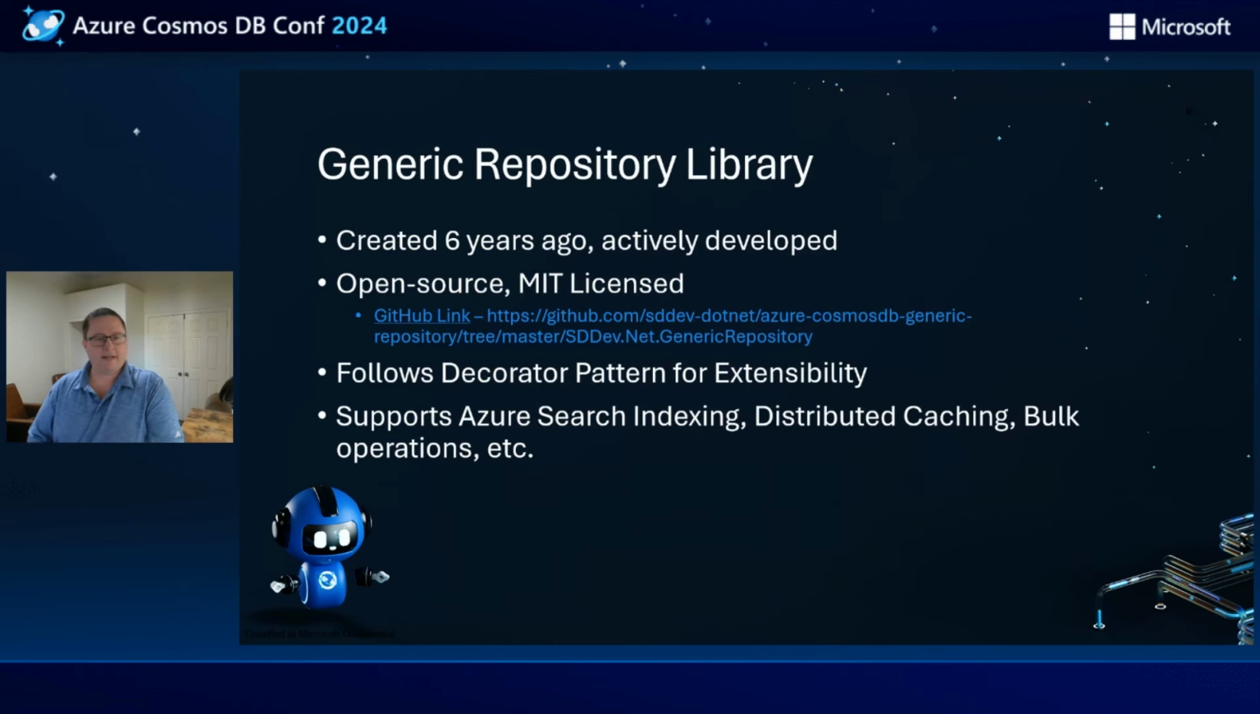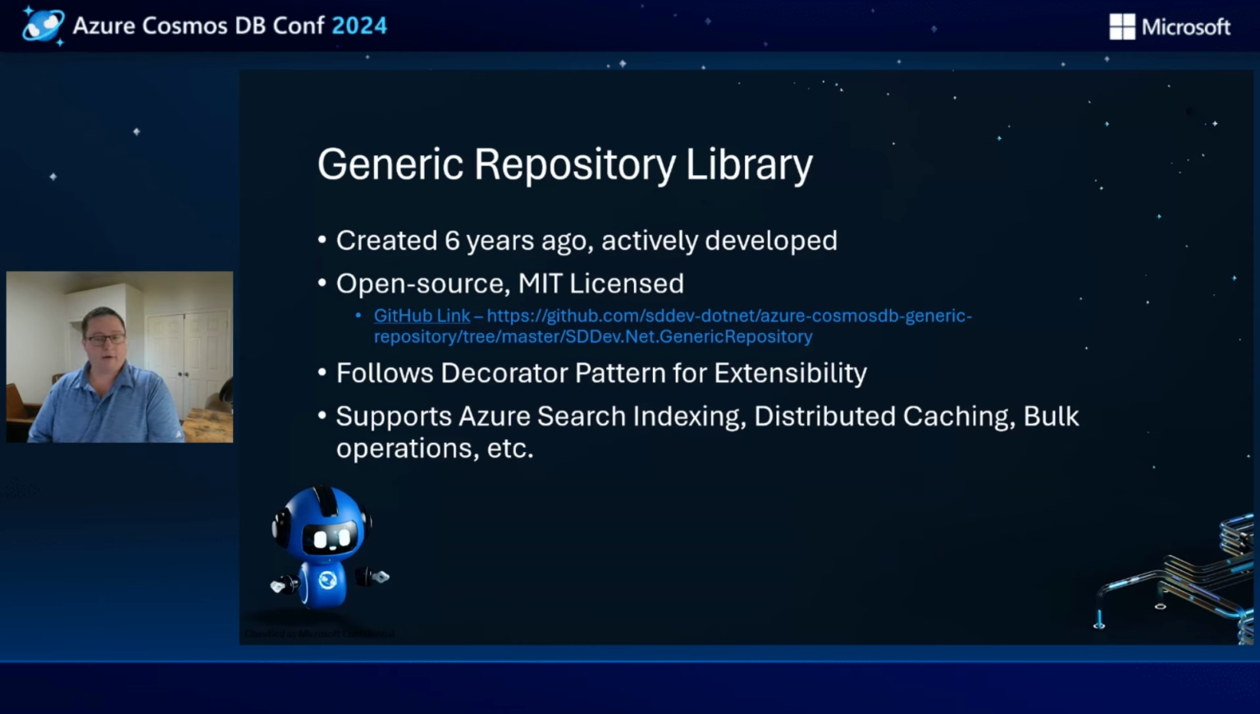Generic repository, like I said, is a library that started development about 6 years ago. It's actively developed today. It's an open source, MIT licensed library. I definitely recommend going and checking out this GitHub link to see how the library works. We've also got some excellent tests and example projects up there that can show you how to use the library.